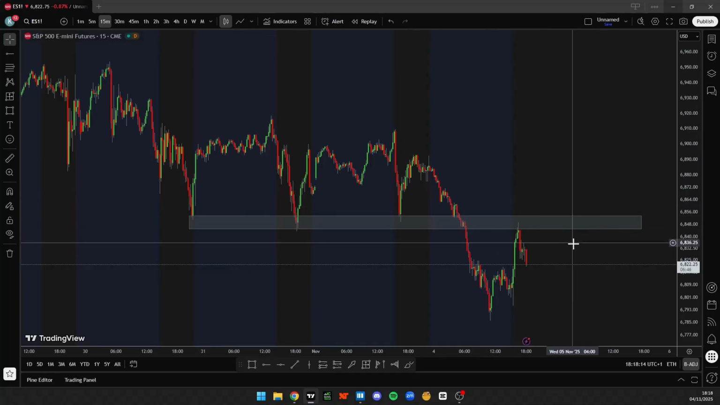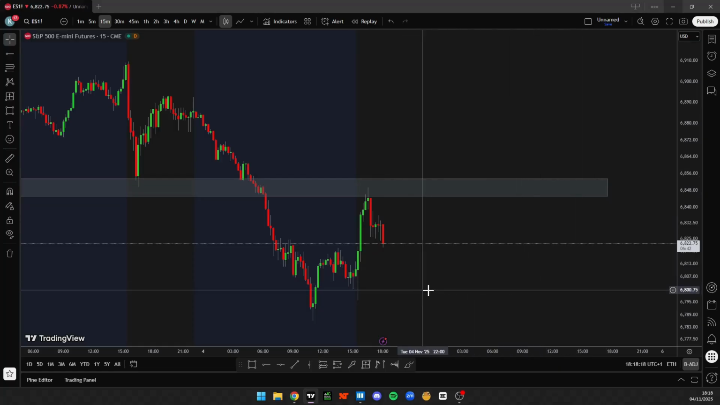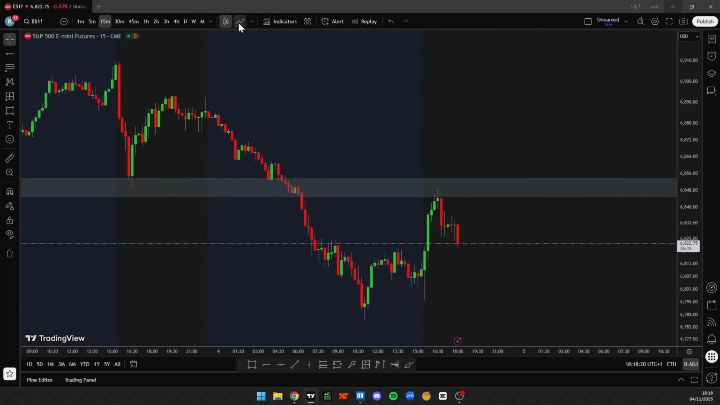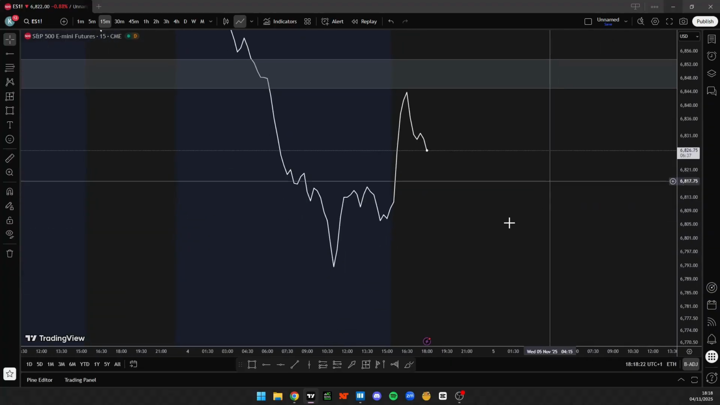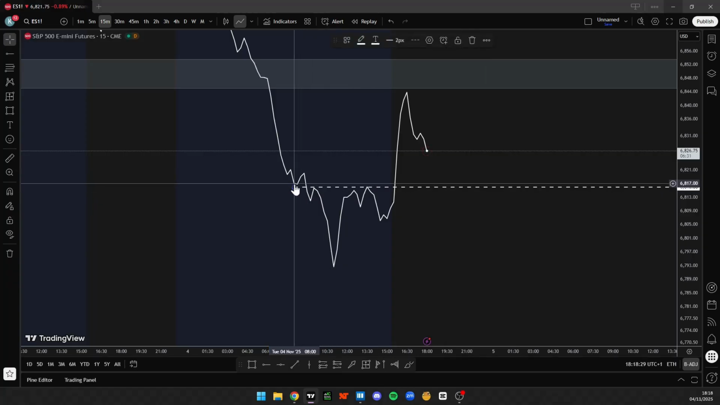So this was a level that I had marked out on. I just didn't find any confirmation to short, but you can see the reaction was very nice. Now if you look on the line chart again, what do we see here? We see some resistance here, right? Intraday resistance. We see a couple of highs here that also aligns with this previous low.